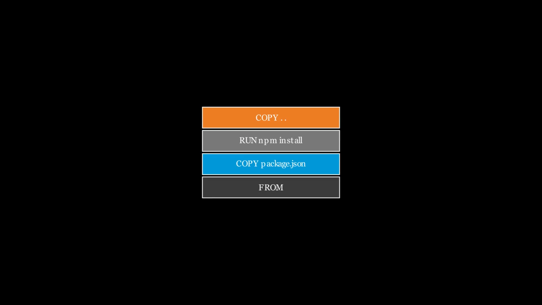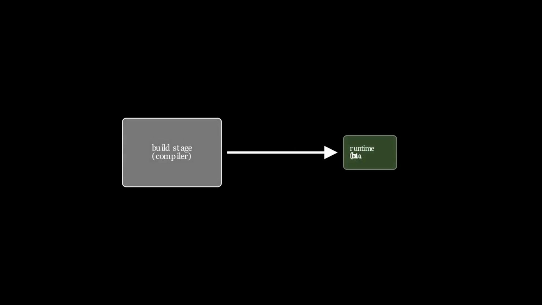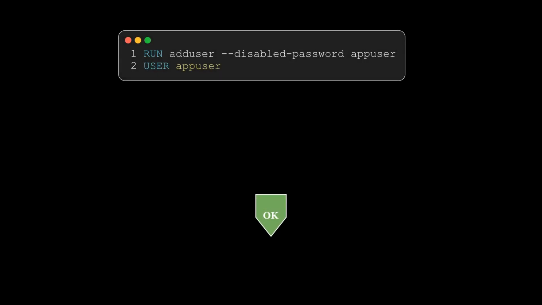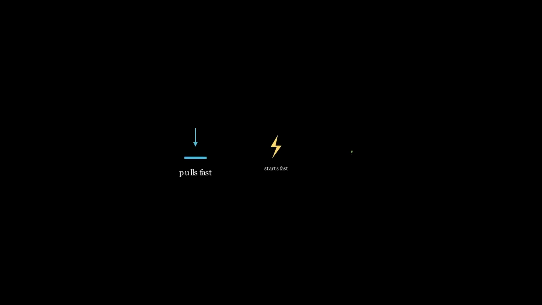And for compiled languages, use a multi-stage build. Compile in one stage, then copy only the final binary into a tiny runtime image. That one trick alone can shrink an image from a gigabyte down to a few dozen megabytes. Run your process as a non-root user whenever you can. It costs one extra line and removes an entire class of container escape risks. Small images pull faster, start faster, and have a smaller attack surface.